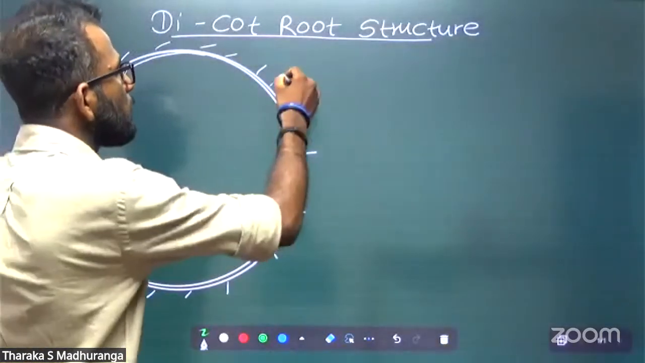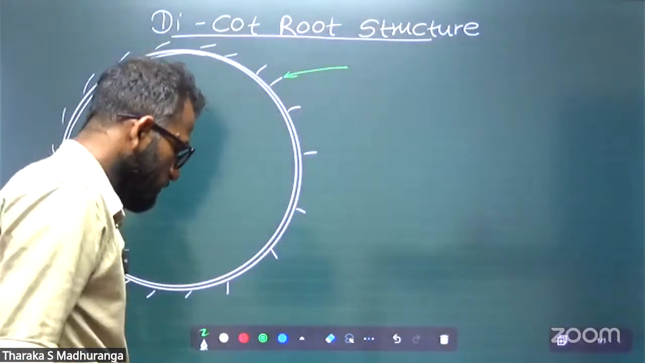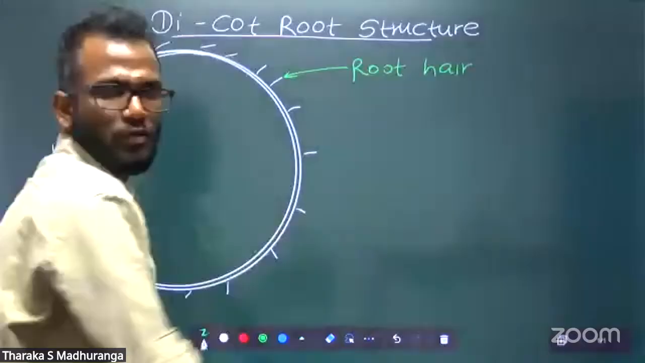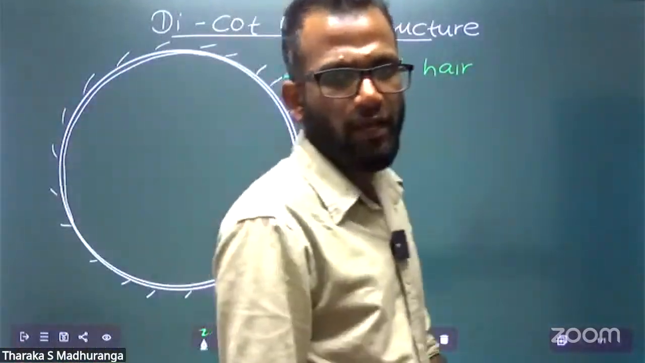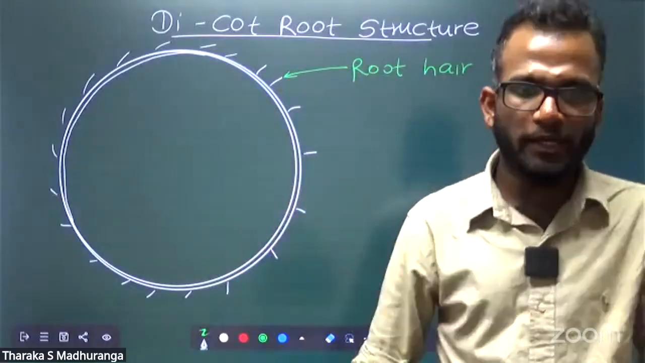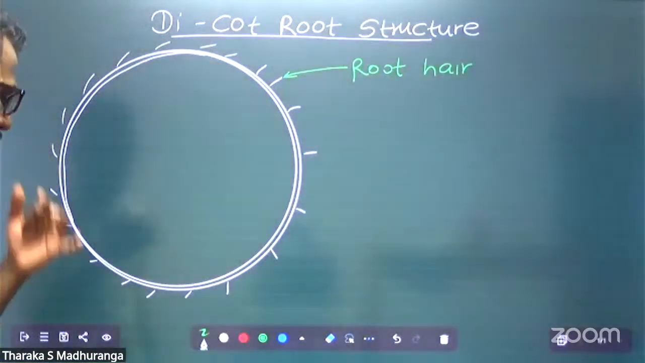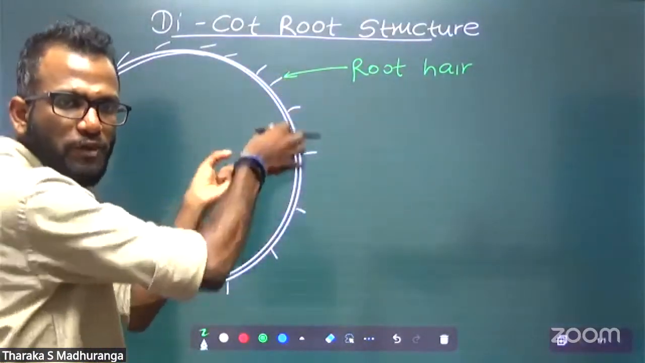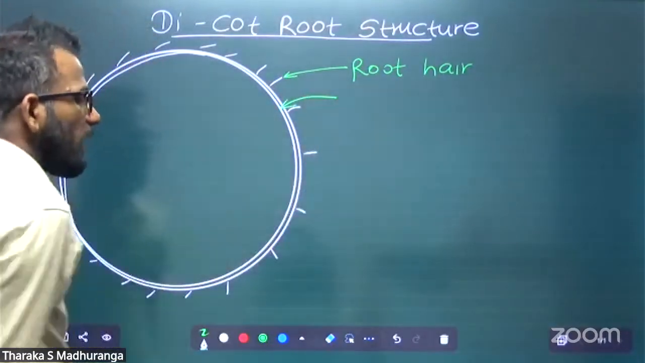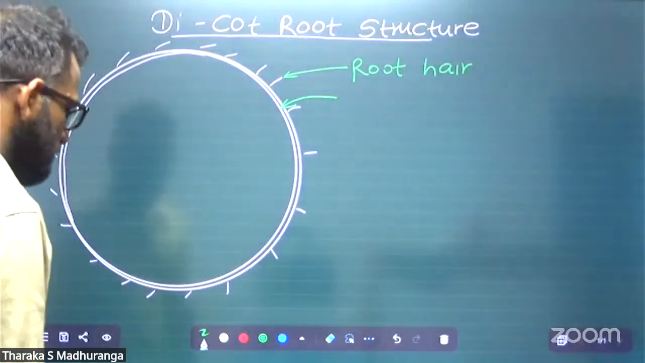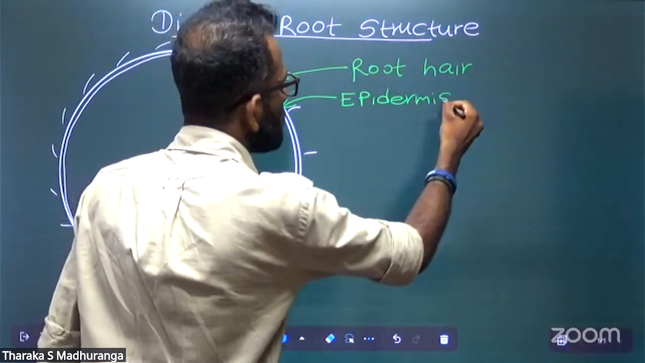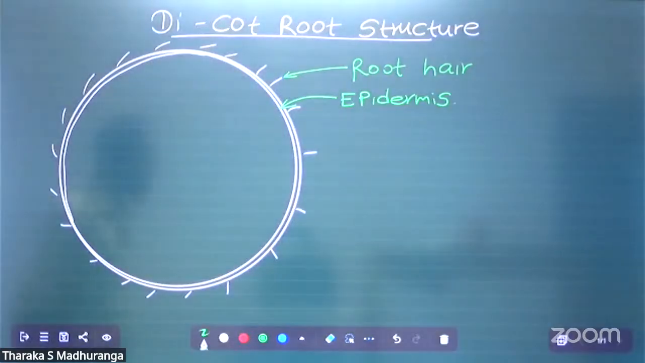Remember, they are root hairs. Root hair means just like hair actually. They are important for absorbing water and minerals. Then this gap, like a layer, a cell layer, a tissue layer, we call the epidermis.